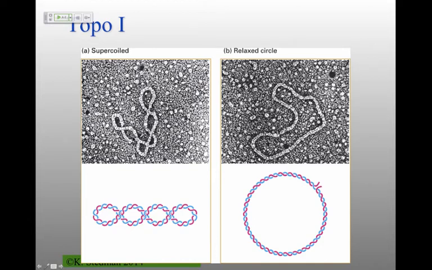It's wrapped around itself. If you put in Topo I, you end up with all of these relaxed circles, and all that's happened here is you've just nicked one of these strands, basically this pink strand right here, and because twist and writhe are interchangeable, this is going to go to the lowest energy conformation, which is this twist, which has given you, each of those 10 per turn, but no writhe.